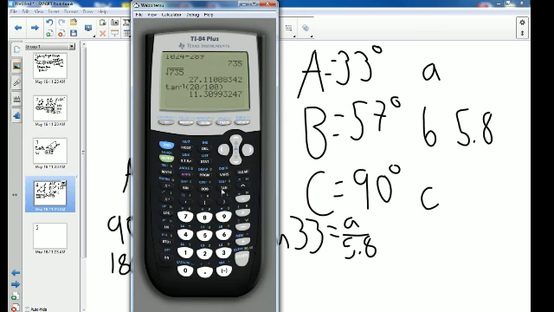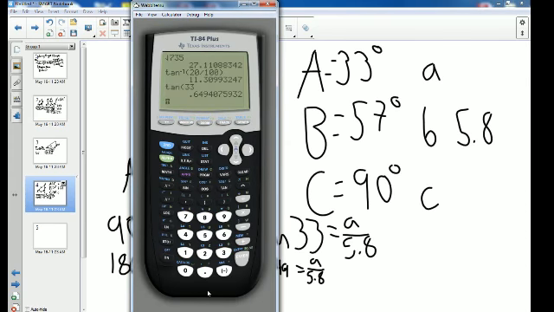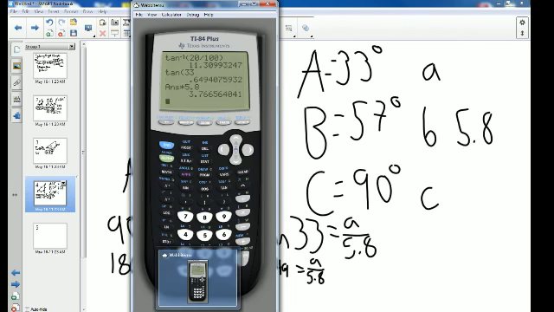So tan 33 equals 0.649. 0.649 equals A over 5.8. And then to find A, we'll multiply 0.649 times 5.8. Go back to the calculator. We'll do second answer times 5.8. And that is side A, 3.8.